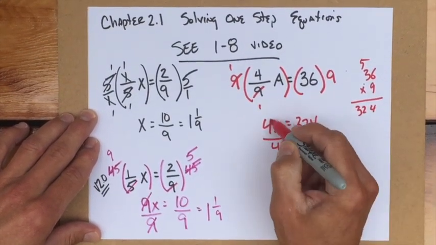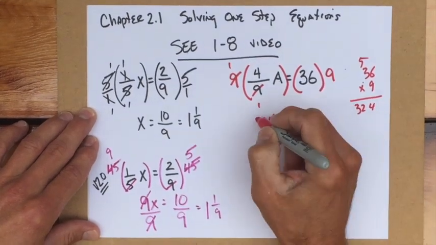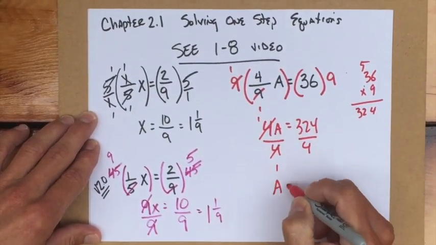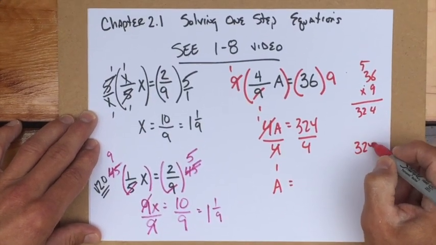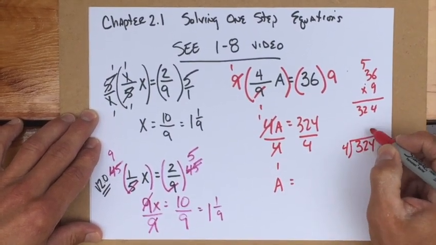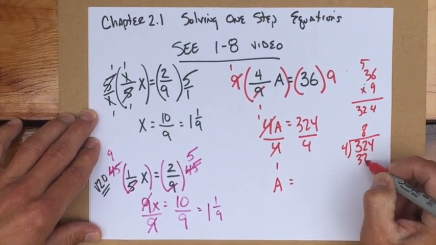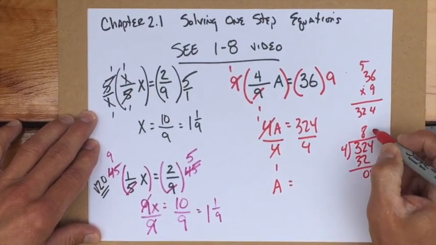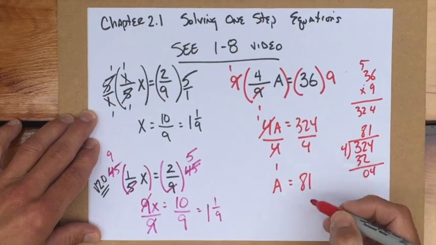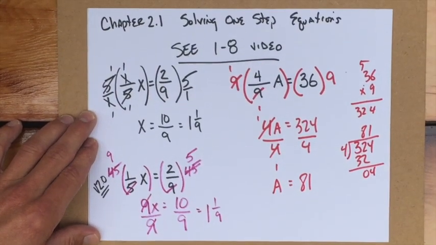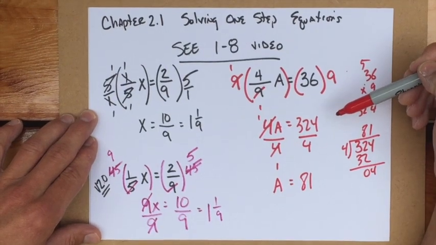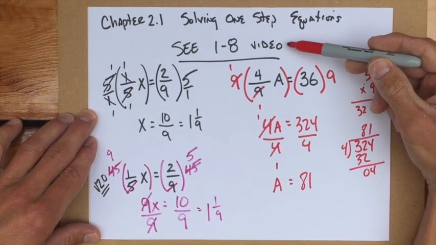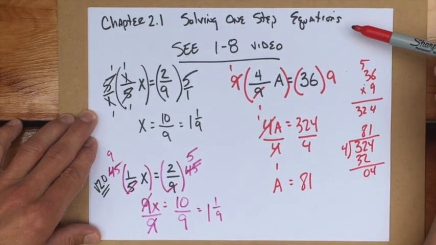Now once again, some of you can see that we might have been able to use the reciprocal. Heck, it might have even been easier, but I want to show you some different approaches. 324 divided by 4, let's see, 324 divided by 4 is 81. So we have 81, and we have our answer. So once again, I would encourage you, if you need anything other than what I've shown you here with a couple different ideas, go back and look at video 1-8 for a review of solving one-step equations.